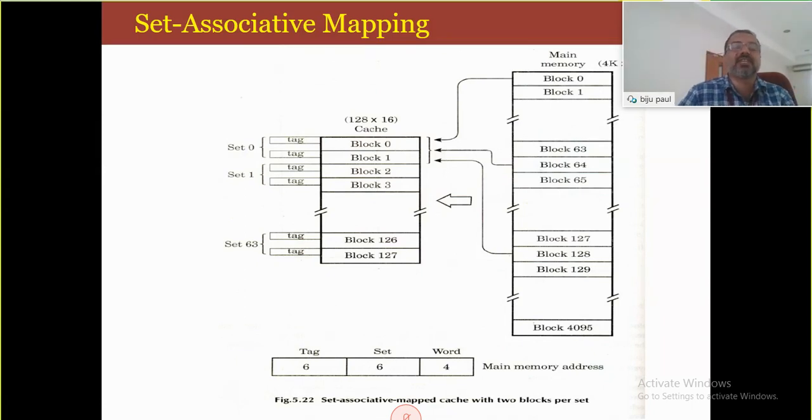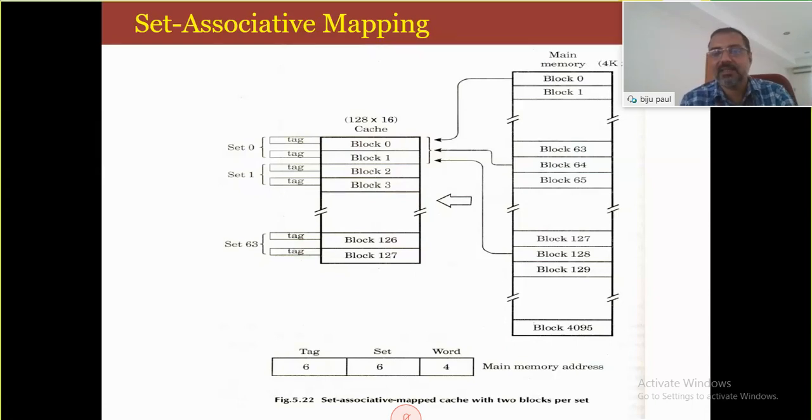Now coming to set associative mapping. Here, in the cache memory, block 0 and block 1 are combined and called set 0. Block 2 and block 3 are set 1. This is called two-way set associative. We can make a set with 4 blocks, which will be called four-way set associative. I will explain once again. Two blocks in this cache memory are combined to form a set. In my example, it can be 4, that will be four-way set associative. Here it is two-way set associative.